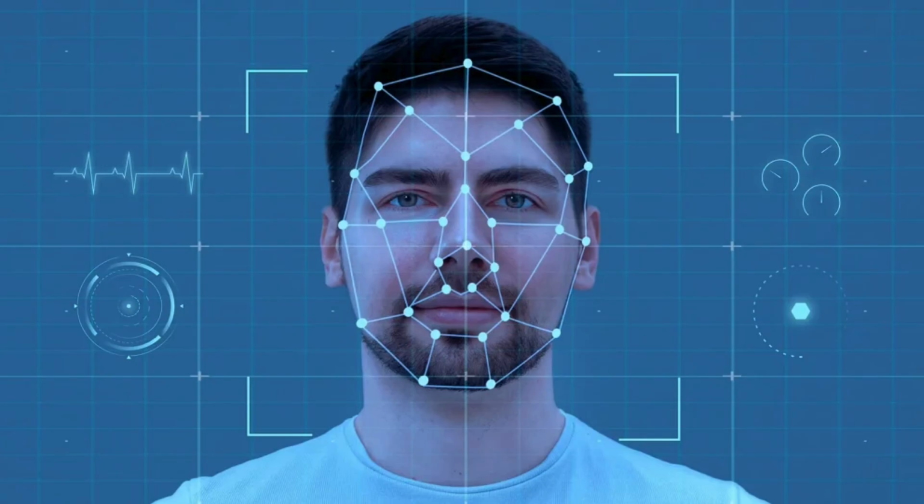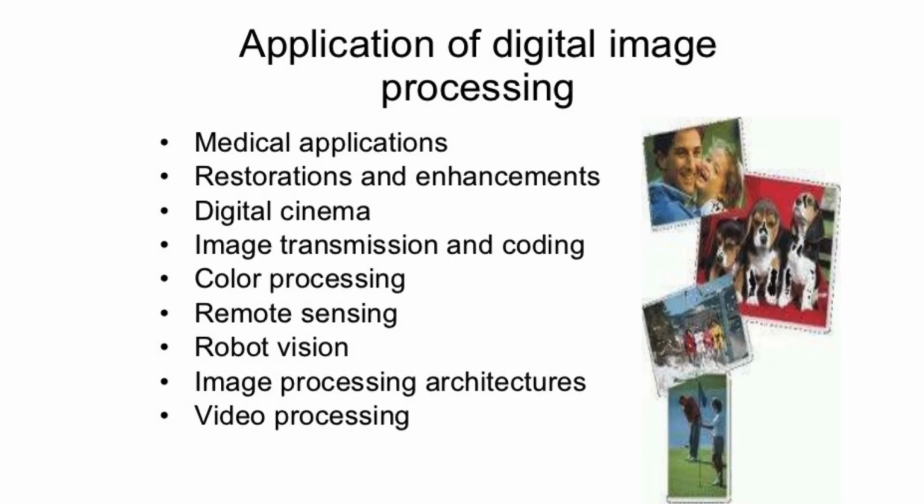Okay, so now it is time to discuss the applications of digital image processing. So digital image processing finds application across various domains due to its ability to analyze, interpret, and manipulate digital images. At first, biometric and security. Digital image processing is extensively used in biometric systems for identity verification and security applications. Biometric modalities such as fingerprint recognition, iris recognition, face recognition, and voice recognition rely on image processing algorithms to extract the distinctive features from the biometric samples and match them against the stored templates.